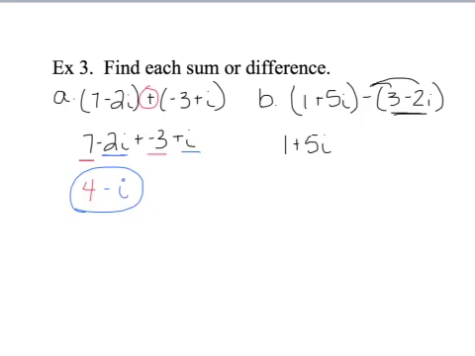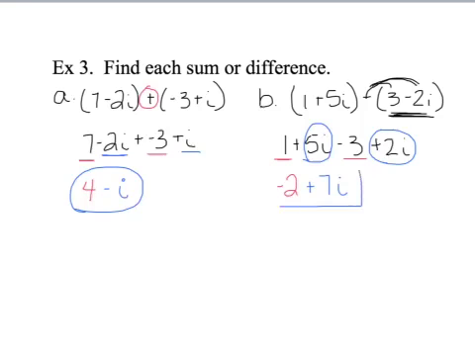So when I subtract a positive 3, it becomes minus 3, and when I subtract a negative 2i, it becomes positive 2i. It's almost as if you're distributing that negative 1. You're taking the opposite of everything in here. And now I can go ahead and combine my like terms. 1 minus 3, we get negative 2. Then you have 5i plus 2i. And so I get 7i. And there's my final answer.